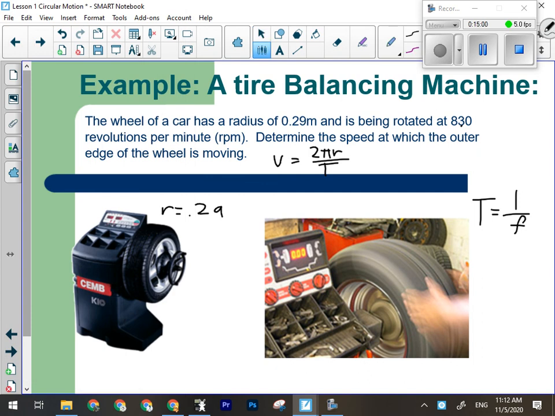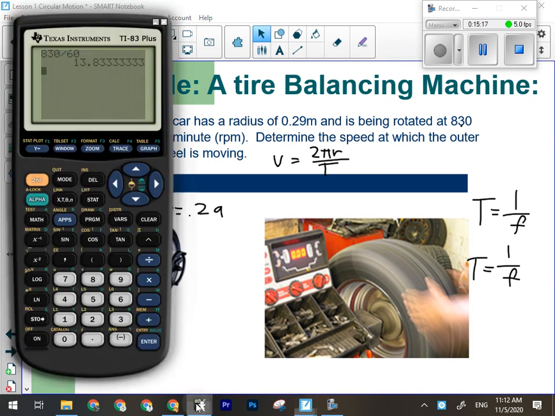So 13.8 rotations per second. Now I know that T equals 1 over F. So I just go 1 over 13.8, and that'll tell me how many seconds it takes to go around once. It's the inverse. Is it going to be less than a second? Way less, yeah. So if I go 1 over that, it takes 7.2 hundredths of a second for it to go around one time.